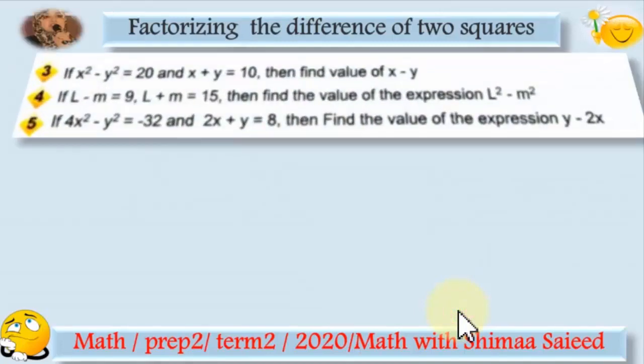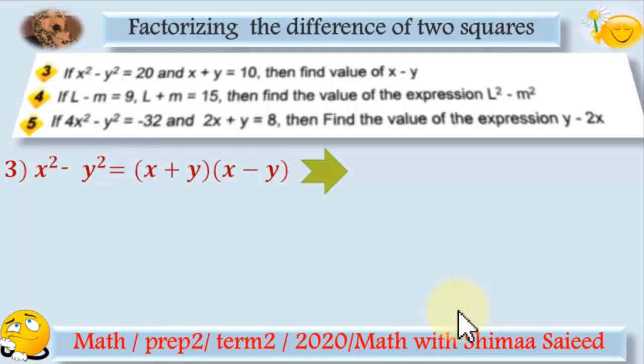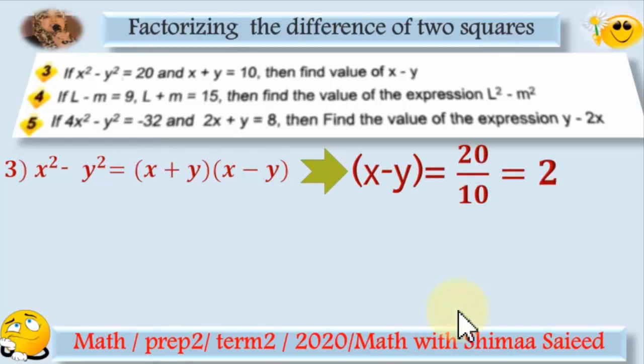Now, if x power 2 minus y power 2 equals 20 and x plus y equals 10, then find the value of x minus y. You know that x power 2 minus y power 2 equals x plus y times x minus y. So if you want to find the value of x minus y, you will divide the value of x power 2 minus y power 2 by x plus y. So we will divide 20 by 10, which is 2. So the value of x minus y equals 2.